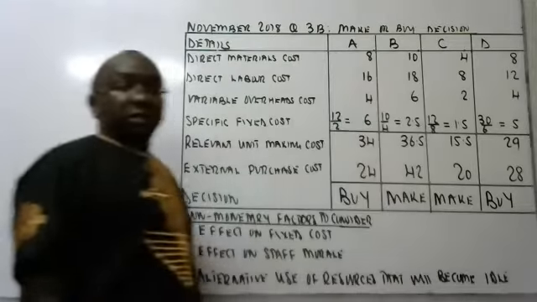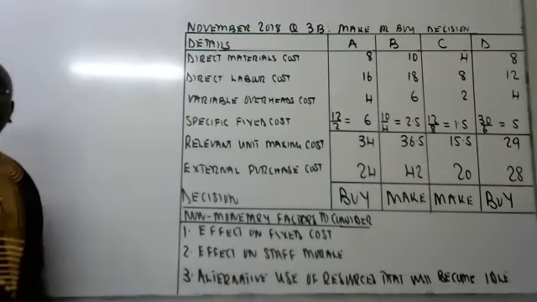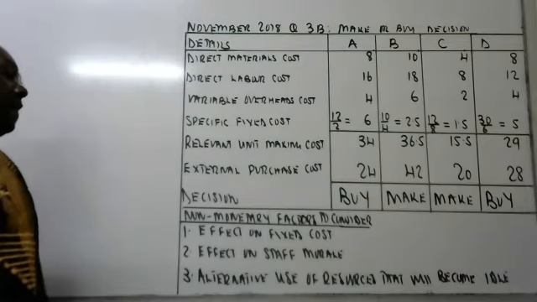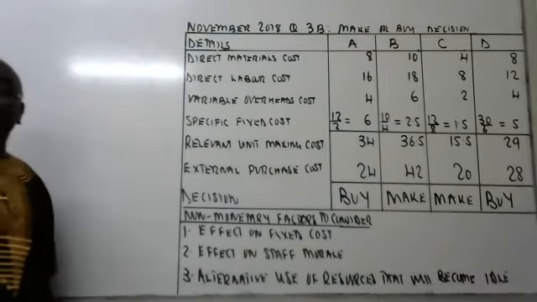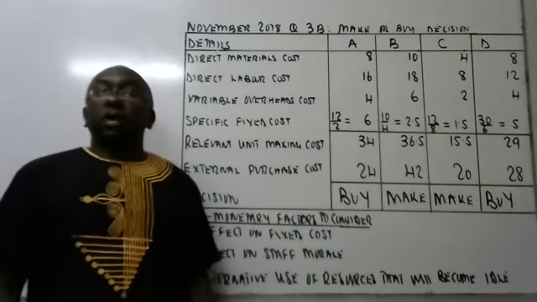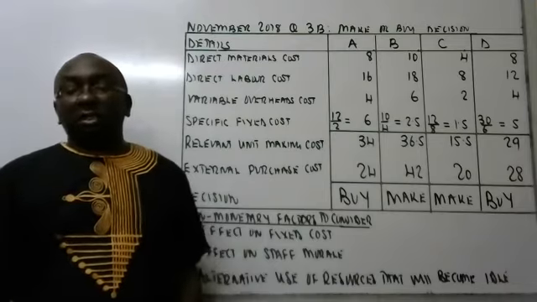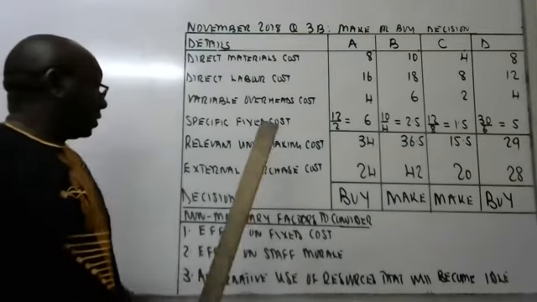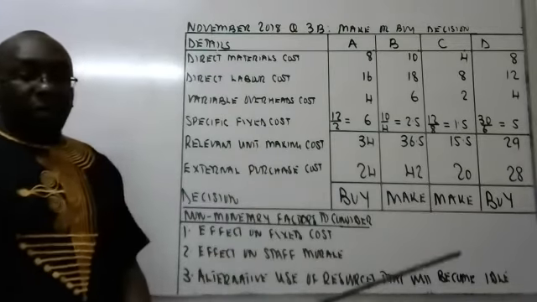Alternative use of resources that will become idle. When you decide to buy, you will now be free. Your space will also be free. So what can you do with that? So I think those are enough. For more, you can check in your notes.